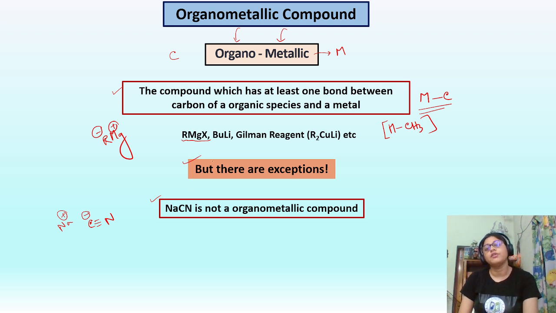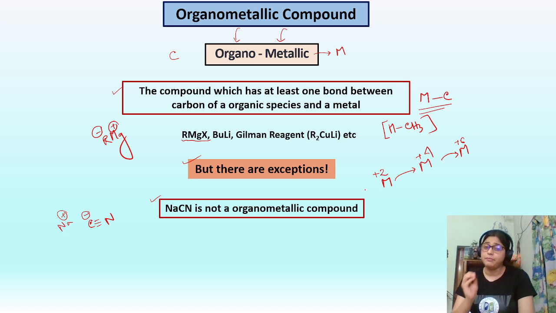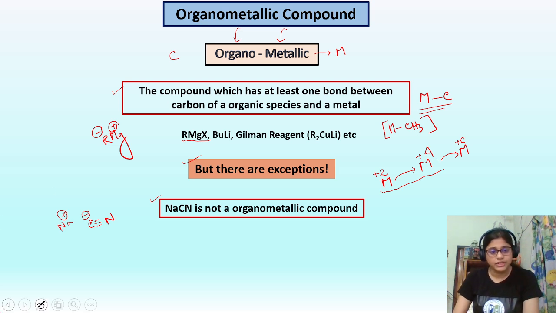And another important thing about organometallic compounds is that in any organometallic compound, the oxidation state of M can be changed to, let's say, M plus 4, plus 6, etc. So it is a property of organometallic compounds that their metal can exist in various oxidation states. But here it is not the case. Okay. So from that point of view also we can say it is not an organometallic compound.